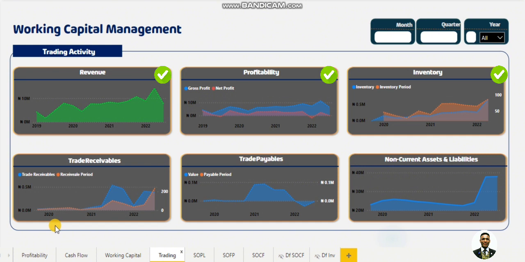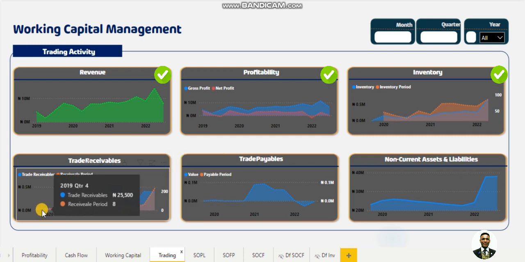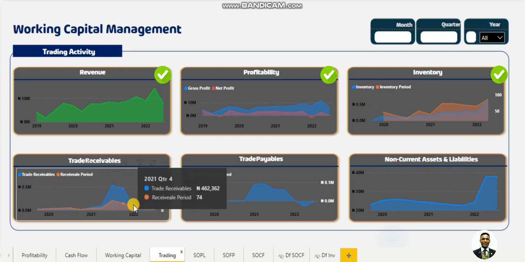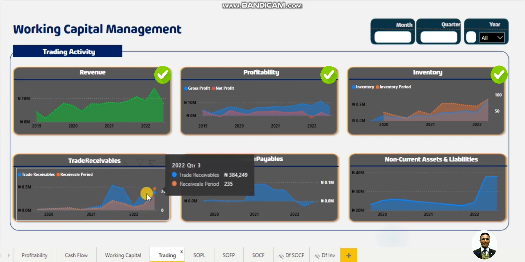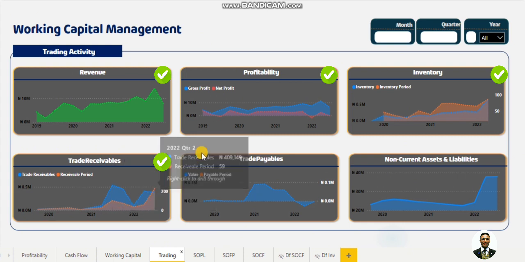How about receivables? We saw that in terms of the value, it has continued to increase. The naira value increased over the years, largely towards the end of the business. And in terms of the receivable period, starting off at 8 days, it has continued to increase too. So in terms of trade receivable period, we check that as a yes. The business is also showing the symptoms of overtrading.